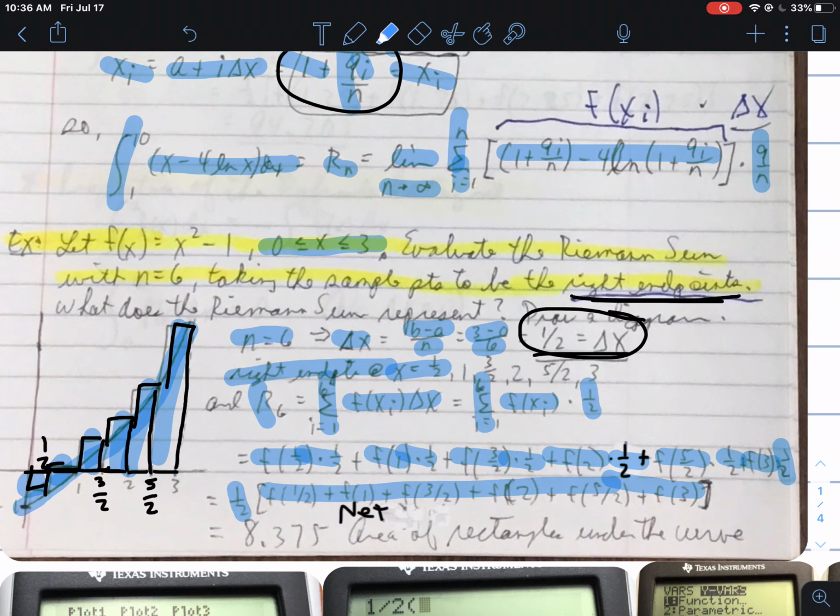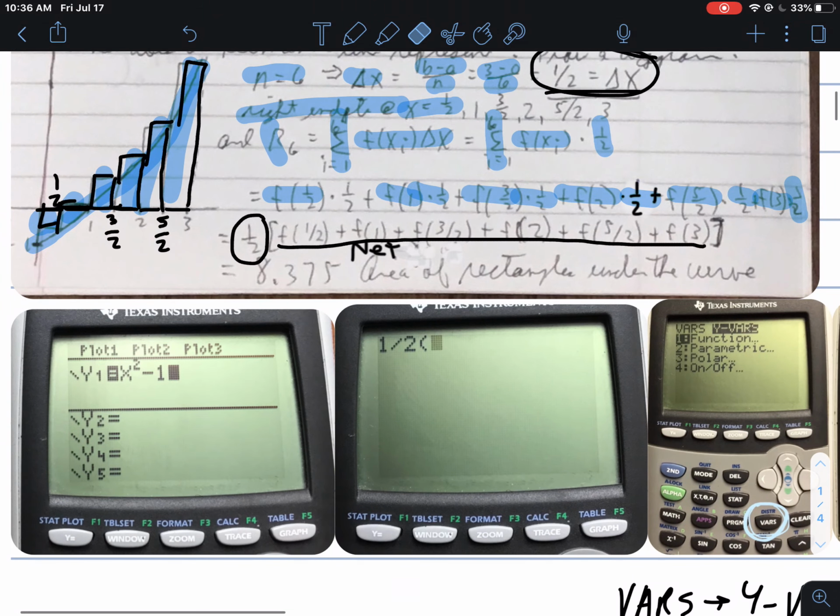But all we're doing is, ultimately, this calculation. So I'm taking delta x times f of x sub 1 plus f of x sub 2 plus f of x sub 3 up to our last subinterval, okay? Now, how we're going to do this on the calculator? So this is just really a calculation.